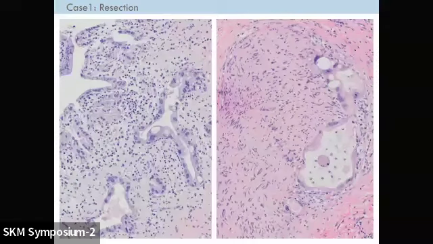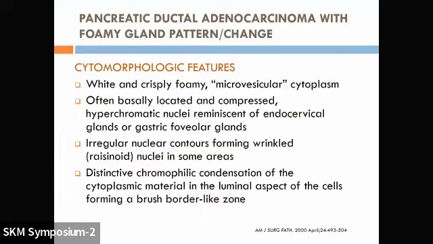So what I showed you actually was a case of pancreatic ductal adenocarcinoma with foamy gland pattern, which is a deceptively benign appearing and morphologically distinct pattern of ductal adenocarcinoma that is challenging to diagnose on cytology and histology. Isolated cases of this entity were first described in the 80s and 90s, but the most comprehensive study describing this entity was published by Adsay et al.